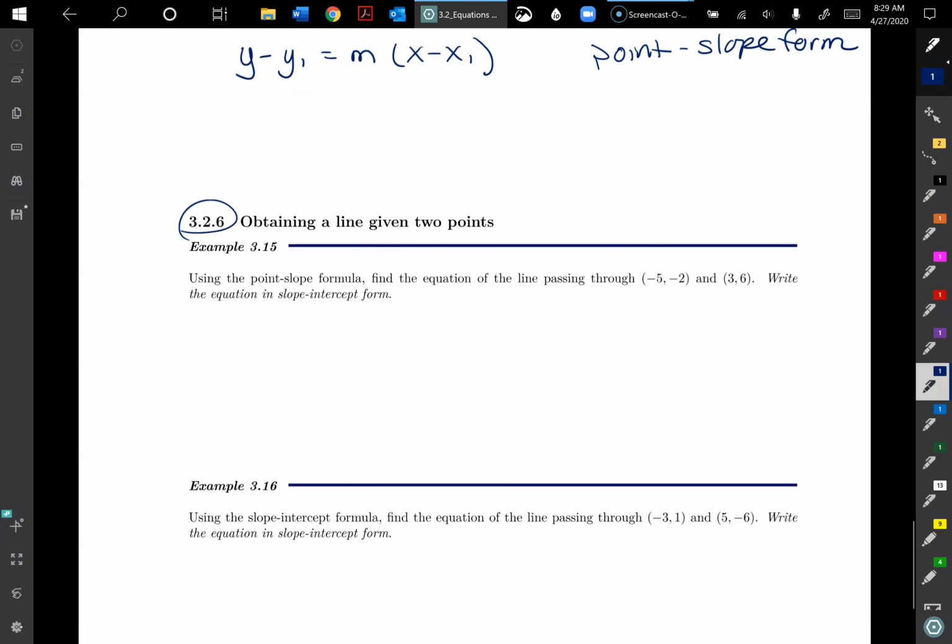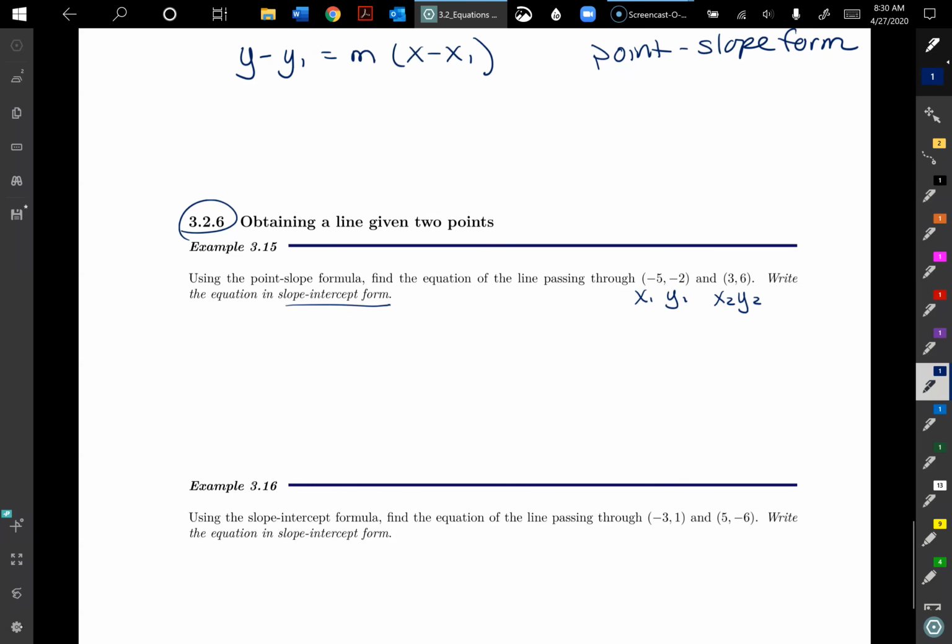So leaving that up there, using the point slope formula, find the equation of the line passing through -5, -2. So that's x sub 1, y sub 1, and 3, 6, x sub 2, y sub 2. Write the equation in slope intercept form. So we're going to have to boil it all down at the end to slope intercept form, y equals mx plus b. But to start with, we have 2 points instead of 1.